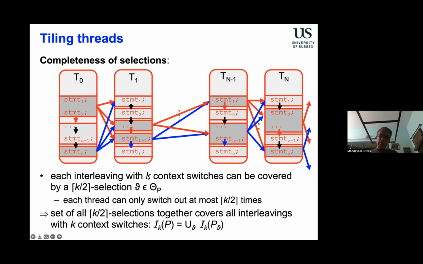The reasoning here is, since we have already bounded the number of context switches, we only have to select K over 2 in each thread. Because you have to switch out of a thread, then you have to switch into it again, and you have to switch out again. So at most K over 2 is sufficient to cover all the behaviors. I see. The others will be symmetric or something?